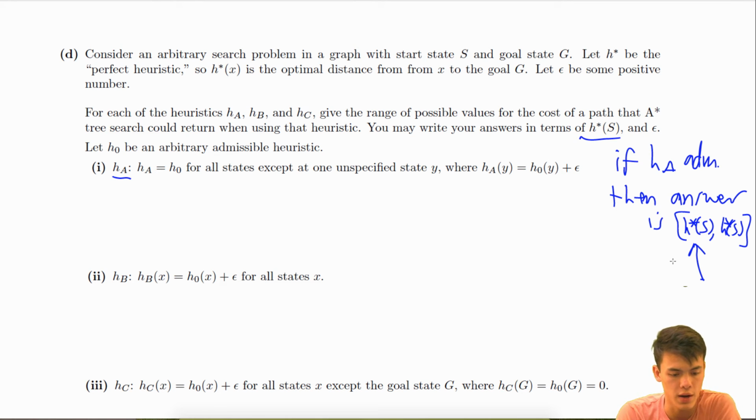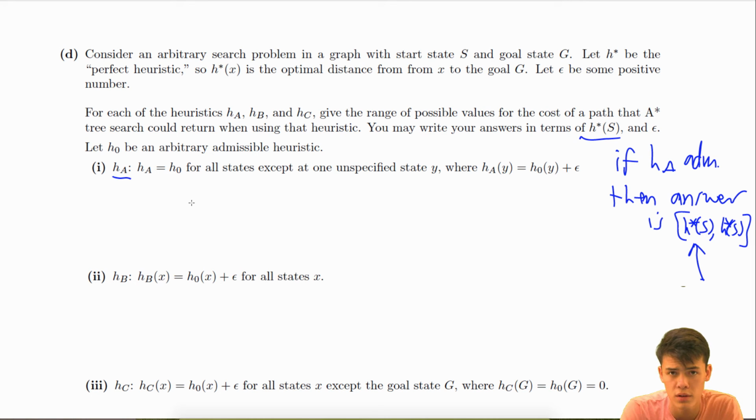So the first one, HA, is going to be H0, which is some arbitrary admissible heuristic for all states, except at one unspecified state y, where HA of y is going to be equal to H0 of y, but plus some positive epsilon. So what can we say about this? First of all, it's not admissible, because if y were the goal state, then H0 of y plus epsilon, where epsilon is any positive number, would mean that HA of the goal state would be greater than 0, which is not allowed for an admissible heuristic. So we know it's not admissible.